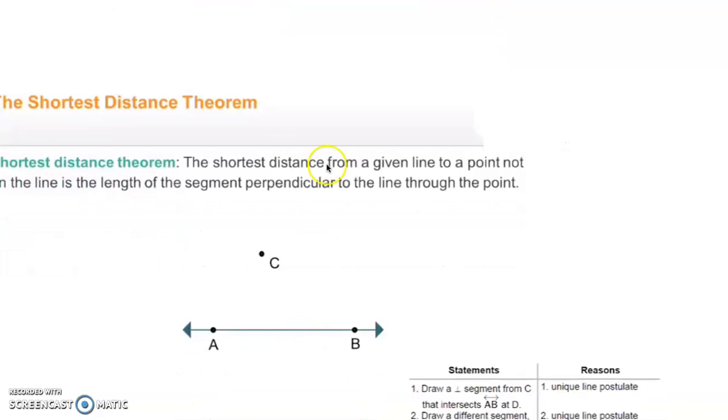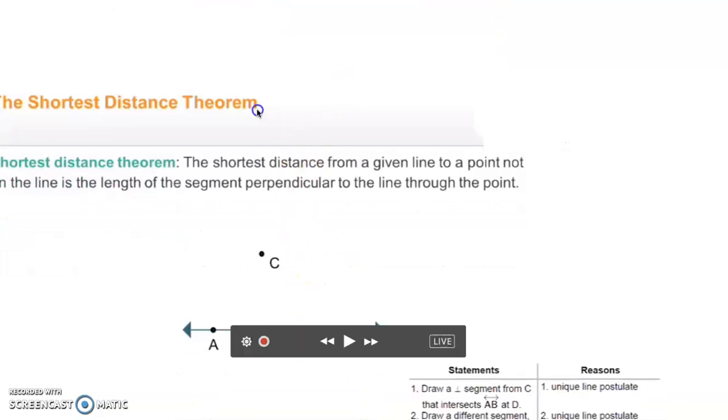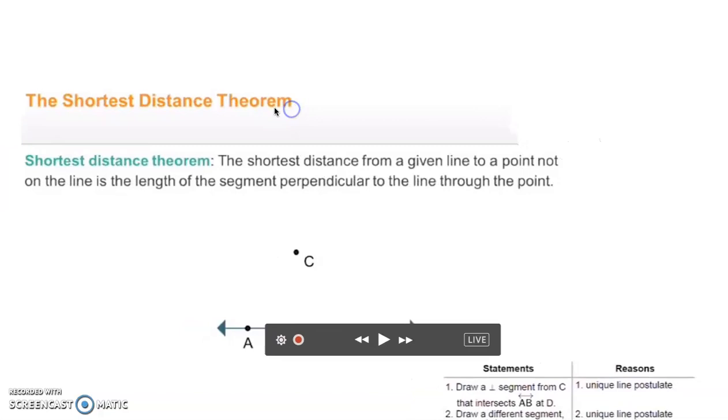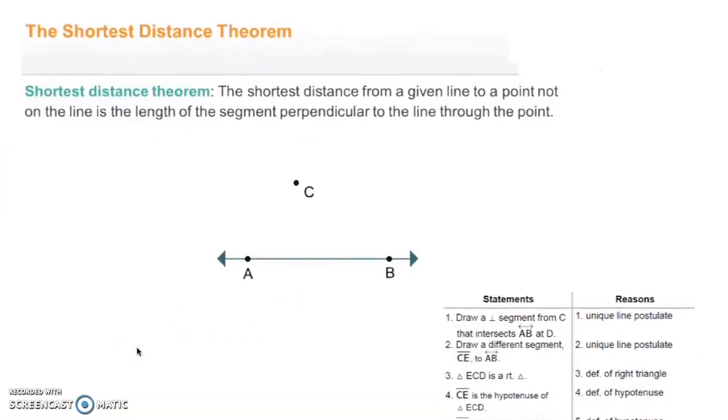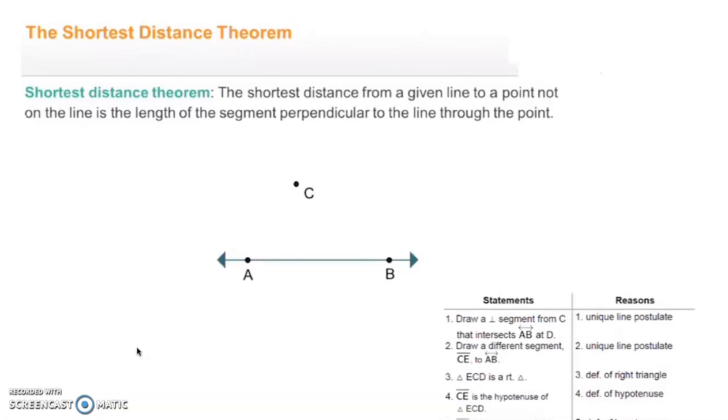Okay, so the shortest distance theorem. Let me move this over just a second. Shortest distance theorem says that the shortest distance from a given point to a point not on the line is perpendicular. So if we have a line here and a point somewhere out here, the shortest distance from C to this line, if we drew that and we tried to make it as short as possible, because notice if we went like that, that's going to be a longer line, that's going to be a longer line. Those are all longer. So this shortest line is going to be a right angle. It's going to be perpendicular and form a right angle.